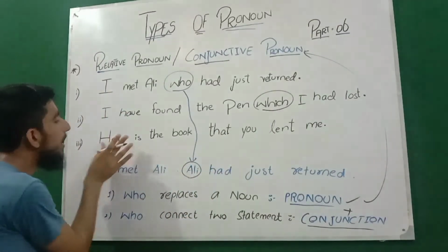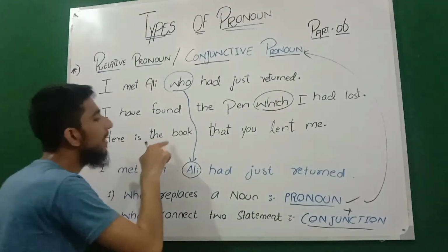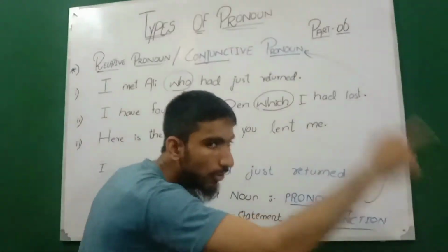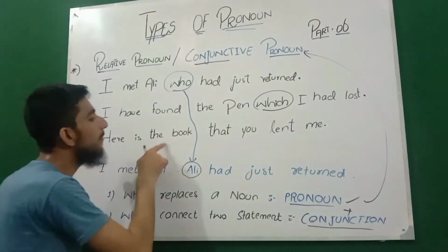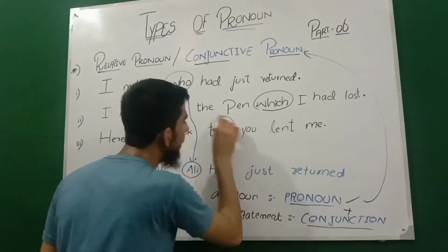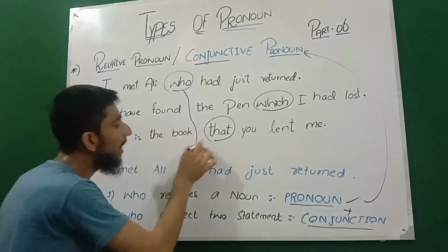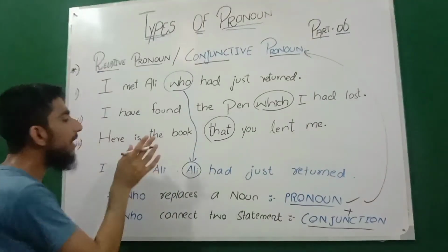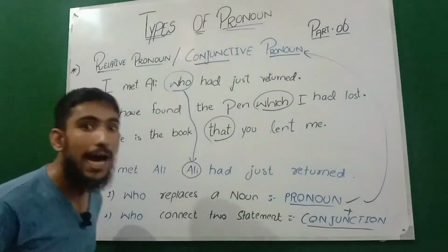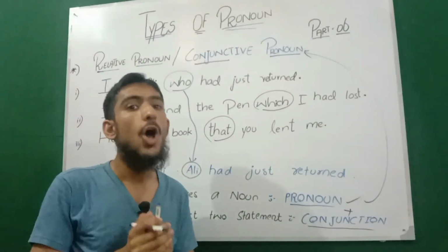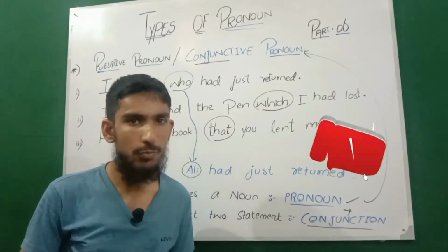Look at the third example. Here is the book. If I read it out like this, here is the book, you lent me the book. In order to correct it, I may write, here is the book that you lent me. Now that is a relative pronoun and it does two works. First, it replaces a noun, and second, it connects two statements. That's why relative pronouns are called conjunctive pronouns. Hope you understand why.